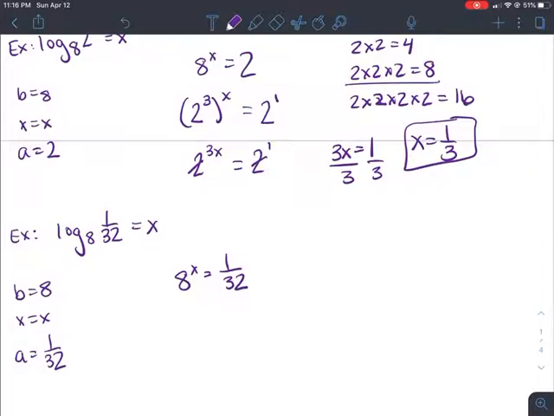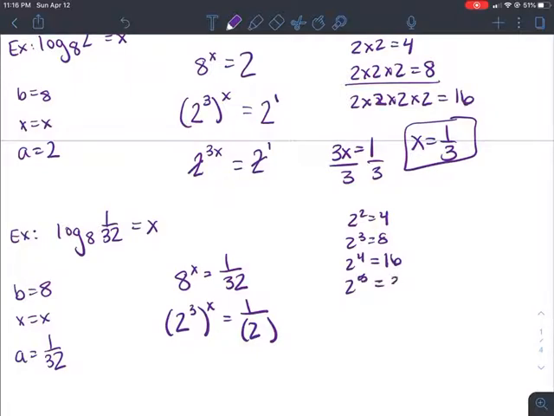Okay, 8 squared is 64. But again, there is a common base, and that's 2. So I can say (2 to the power of 3), as I just did in the last problem, to the x equals 1 over 2 to the power of something. Okay? So I need to know what 2 to the power of something equals 32. All right, so I know that 2 squared equals 4, 2 cubed equals 8, 2 to the 4th equals 16, and 2 to the 5th is 32.